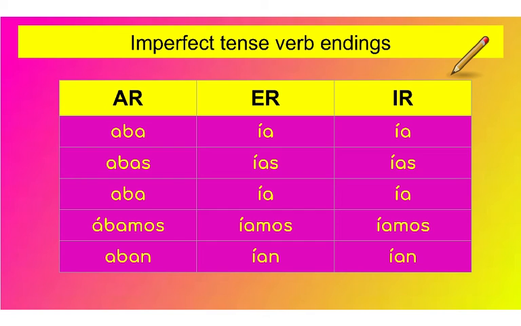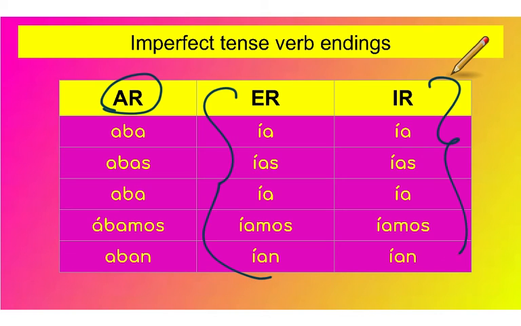Here are the endings for the imperfect tense. Same rule. Take the verb hablar, for example. We remove the AR and then we add aba, abas, aba, ábamos with an accent, and aban. ER and IR have exactly the same endings in the imperfect tense, accents on all the I's, extremely important. Like the previous verbs, we remove the infinitive endings and we add these new ones. Make sure you write these in your notebook.